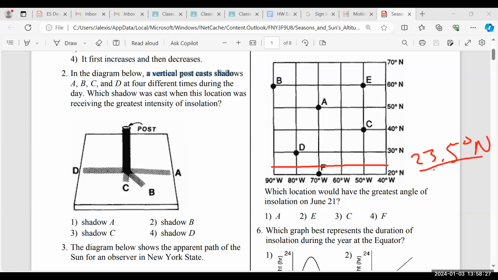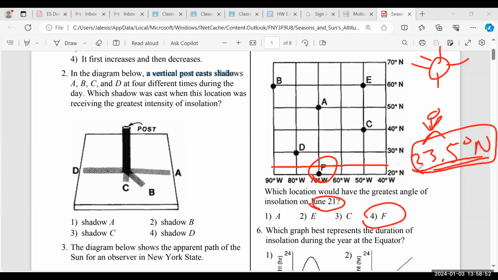Because we said at this latitude on June 21st, the sun is going to be at a 90-degree angle above an observer's head, all right, at noon. So I need to pick a location that is closest to this latitude. Which letter is closest to 23.5 degrees north? And it is letter F. And the correct answer is choice F.